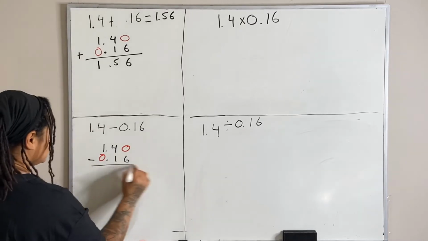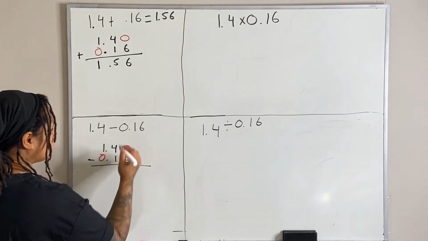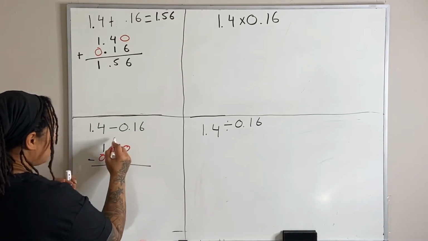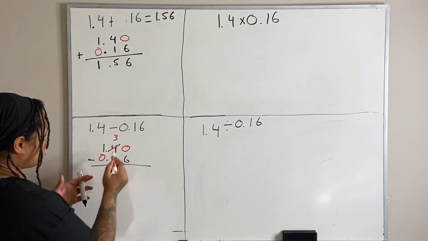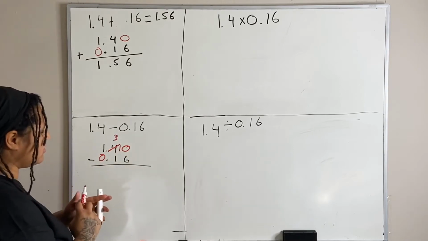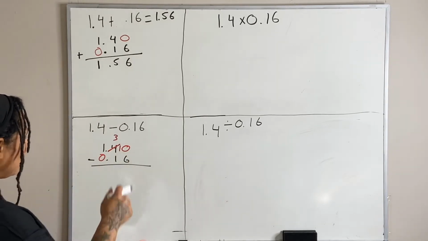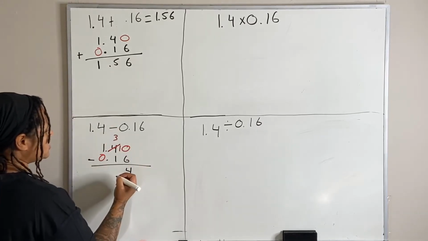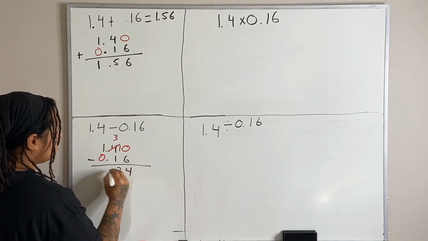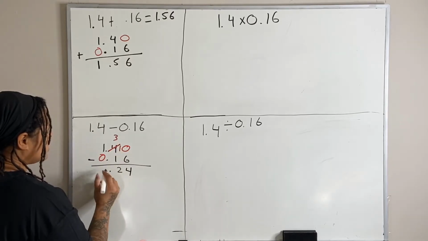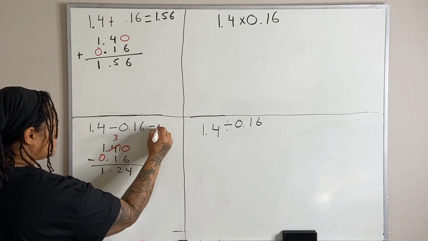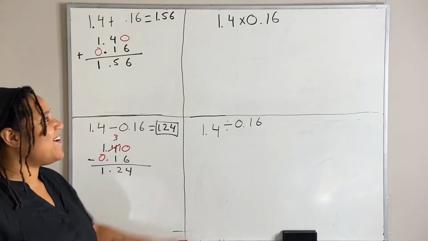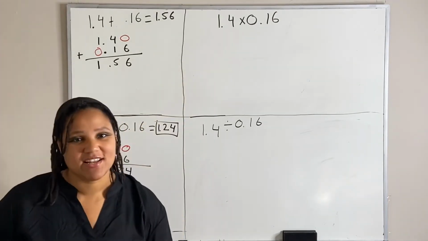And we're just going to subtract. So 6, we're going to borrow from the 4, right? And the 4 becomes a 3, which means that this becomes like an imaginary 10. So we have 10 subtracting 6, which is 4. 3 subtract 1 is 2. And 1 minus 0 is just 1. So our final answer is 1.24. Great. Awesome. All right.